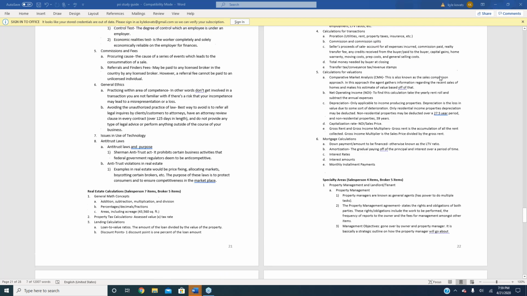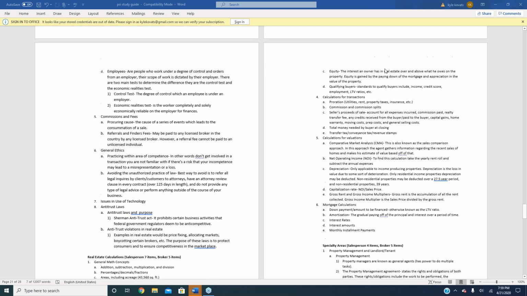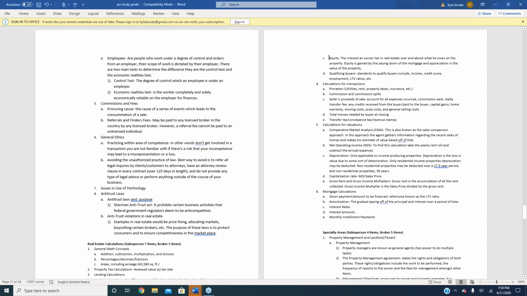All right, so let's get back here. So go here to equity. For your equity, all you do is take the fair market value minus what you owe on the home. So if the house is worth 500 grand, but you owe 400 grand, you have 100,000 in equity in that house, as an example.